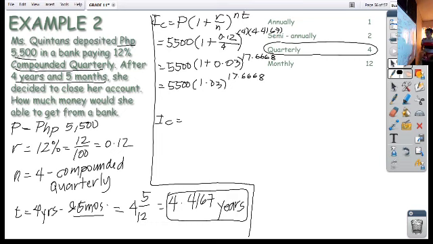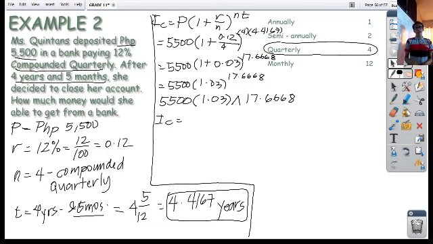I sub C now is equals to, so, sa mga Android phone user, ito po ang gawin ninyo, 5,500, then open and close parenthesis niyo po siya, then 1.03, the exponent sign, then 17.6668. Okay, so ganito po siya, pindutin or gawin sa mga calculators na meron si Kuya G.